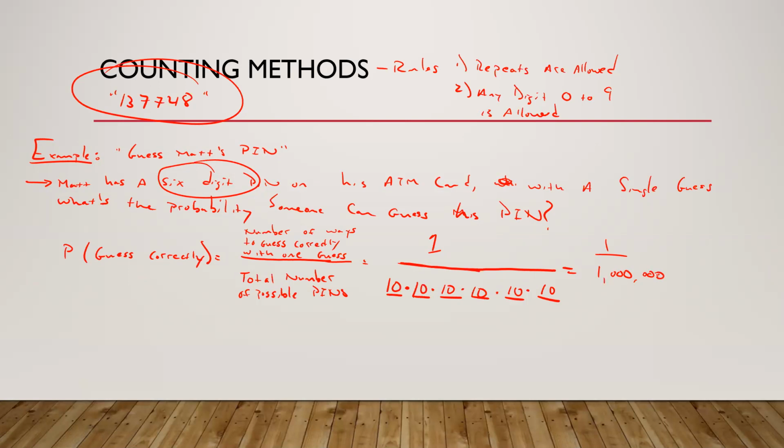So the probability that someone would have gotten my ATM card and stuck it in the ATM machine and guessed my PIN correctly would have been 1 in a million. Do you think I felt better knowing that was the probability? Actually, I felt even worse. It was like, oh, just my luck, they're going to guess.